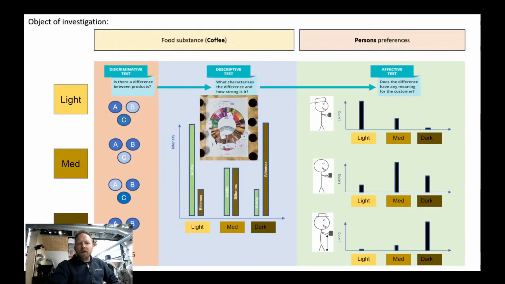Another aspect of this, you can see here again, discriminative, descriptive. That is laboratory work where you are measuring properties of the food substance. Once you are done in your lab, you go to the field, right? And here you are asking different customers how they react to these samples. It's very important that you understand that discriminative and descriptive are properties of the product, and once you are done with that, you go to the customers, and then you will see how they react.